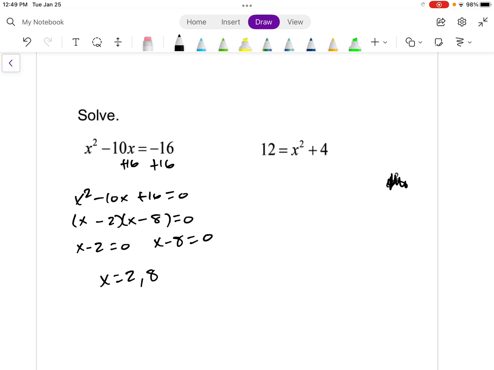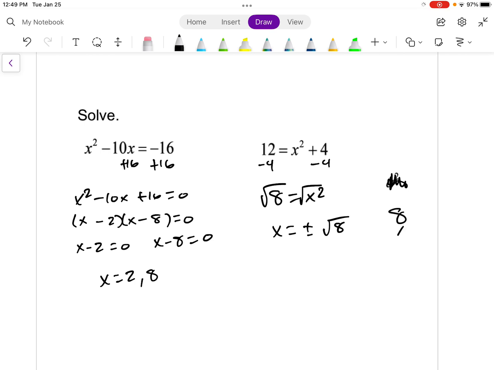In the last lesson, we went through solving using the square root method. So I move the 4 over and get the x squared by itself. Take the square root of both sides. Don't forget the plus or minus. So x equals plus or minus the square root of 8. The square root of 8 is an irrational number, so we could simplify it.